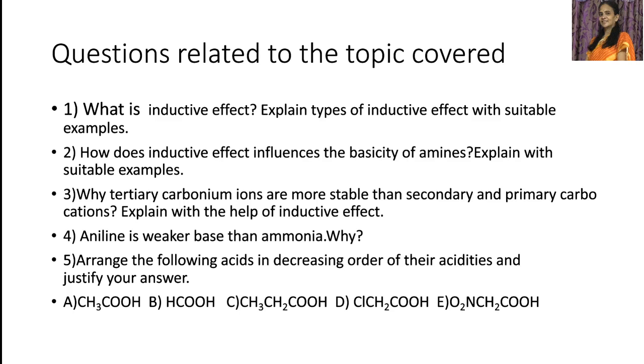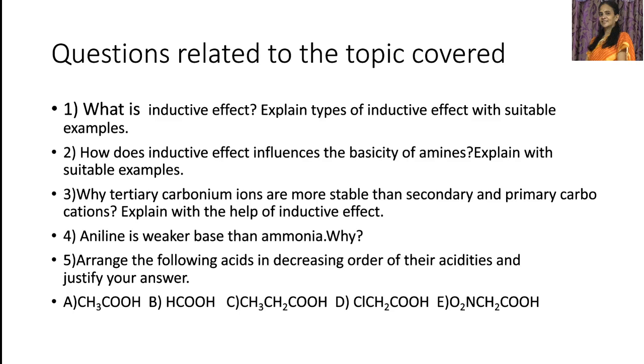And next one, arrange the following acids in the decreasing order of their acidities and justify your answer. This is the question. So these acids, we should arrange them in the decreasing order of their acidity. So the first, the strongest acid we should select. So here, acetic acid, formic acid, propanoic acid, chloroacetic acid, and nitroacetic acid we have. So first of all, let us consider these three. Among these three, which is stronger? So this is an alkyl group, this is a methyl group, this is an ethyl group. So as the bulkiness of the alkyl group increases, what happens? The plus I effect also increases.